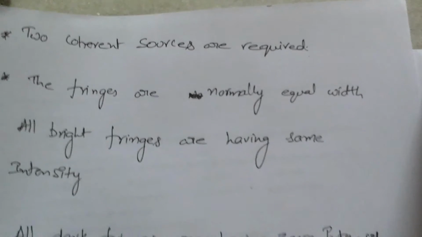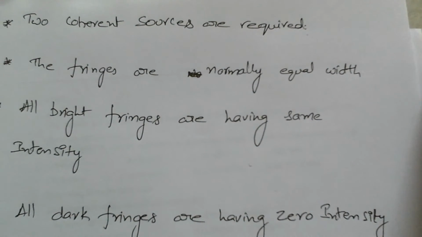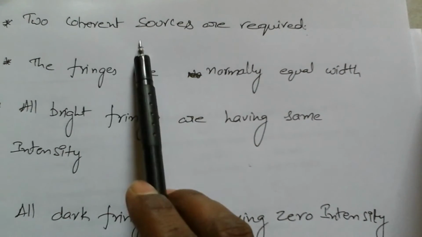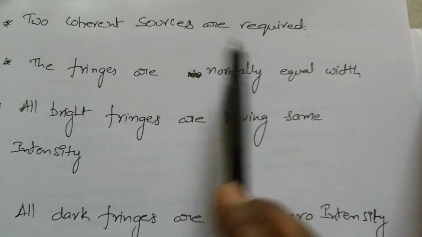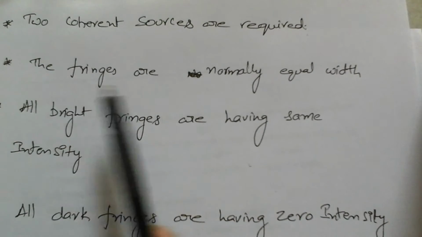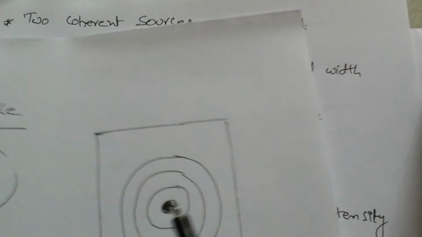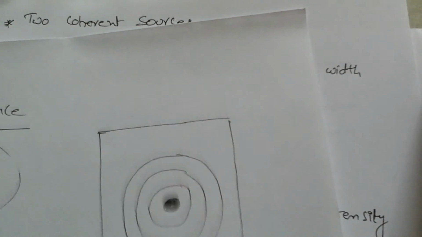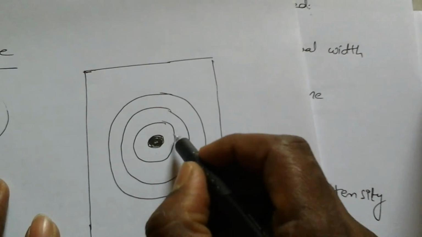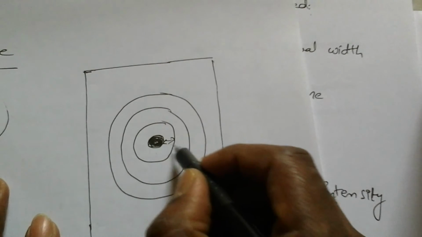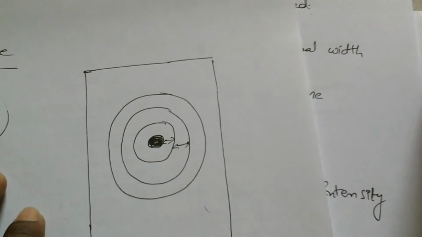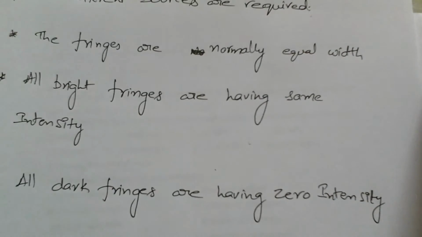To get interference, we require two coherent sources. The fringes are normally of equal width. You can see the fringes. The fringes are normally equal in width.